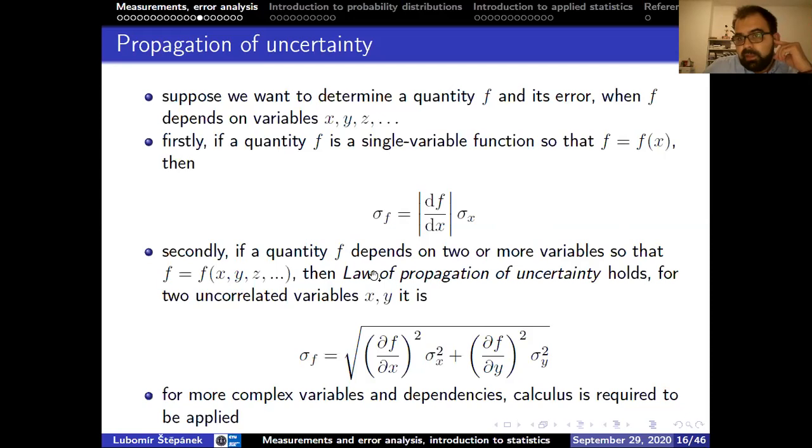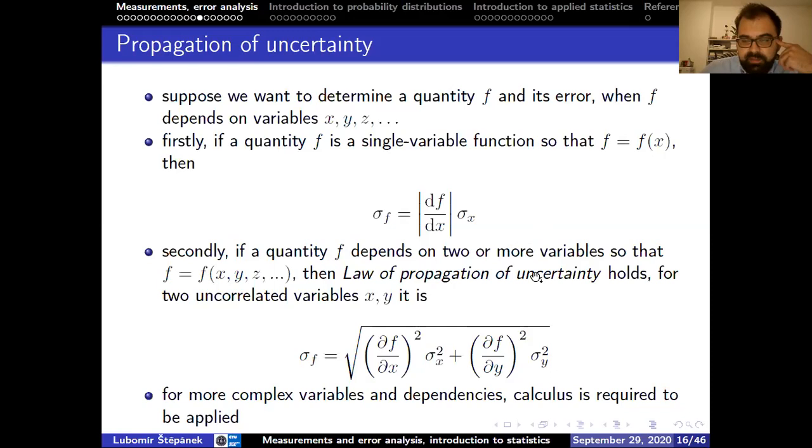So forget about this. We are going to study medicine. We are going to study mathematics. So forget about this. But if maybe sometimes in some journal article you see the term law of propagation of uncertainty, you are going to know it.